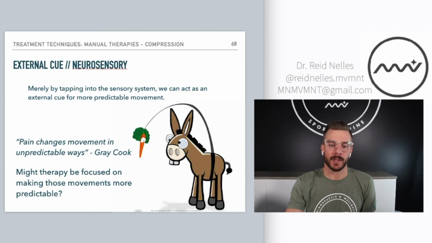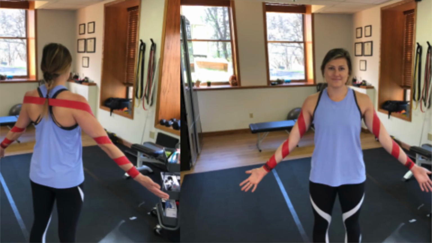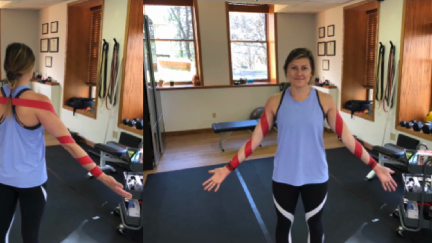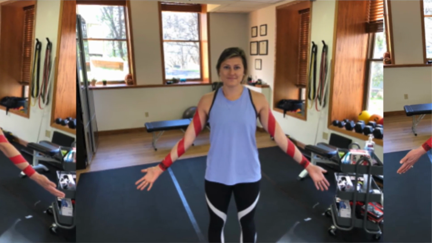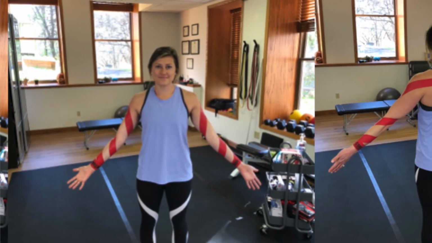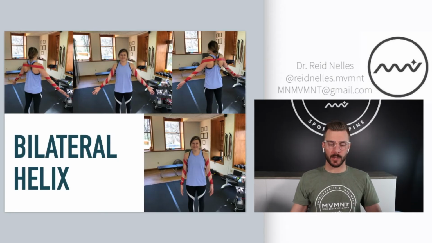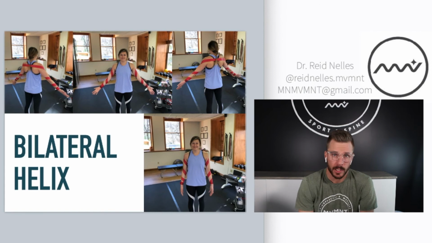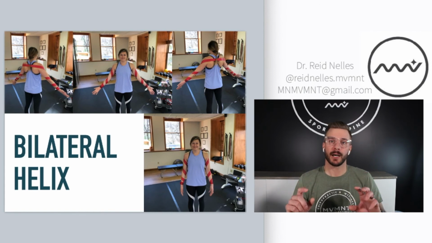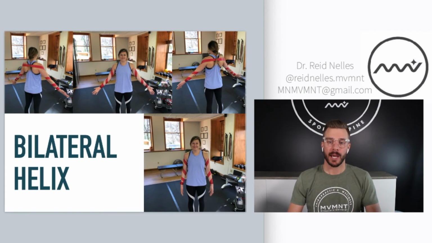So an example of this with the compressive therapies is a bilateral helix for glenohumeral external rotation, as well as potentially, you can see across the back here, scapular retraction. If the individual shown here were to drift into this slouch position, they would feel stretch on that red rock floss band there, and they would get feedback to be more open.